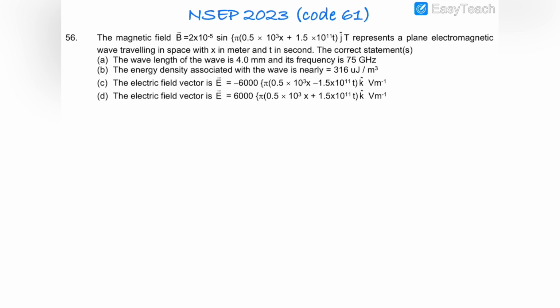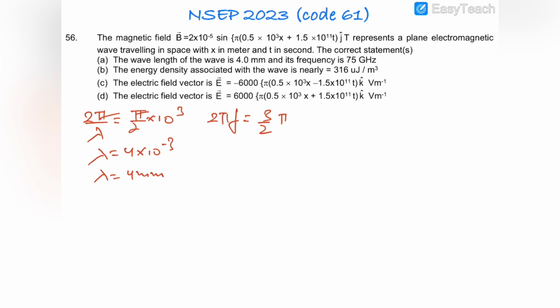So first thing which is being asked is the wavelength and the frequency of the wave. So we know that 2 pi by lambda is k, and in this case k is pi by 2 into 10 raised to power 3. So lambda is equal to 4 into 10 raised to power minus 3. So lambda is 4 mm. First of all, this is lambda. Now frequency is 2 pi f, and it is equal to 3 by 2 into pi into 10 raised to power 11. So f is equal to 3 by 4 into 10 raised to power 11. So 3 by 4 is 0.75 into 10 raised to power 11.